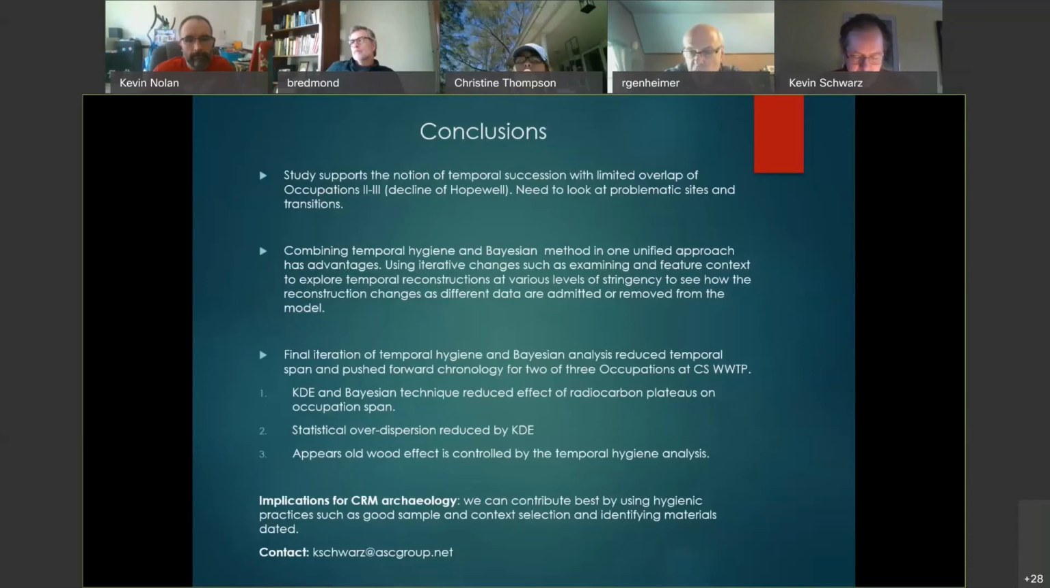So the implication for CRM archaeology, or really anything, is that we can contribute best by using hygienic practices such as good sample and context selection and identifying materials dated. And it's a different thing to say that you tried to identify a radiocarbon dated material and you couldn't identify it, rather than just not even trying and submitting it without an analysis. You have to assume that probably most of those dates are wood charcoal dates because it's very common at sites, but we don't know that. So that's my conclusion. I'll be happy to take any questions.